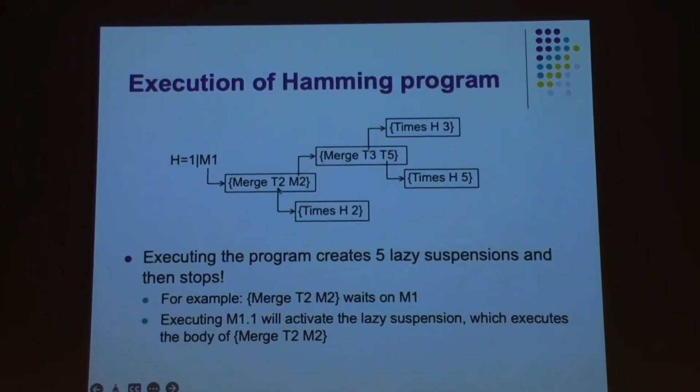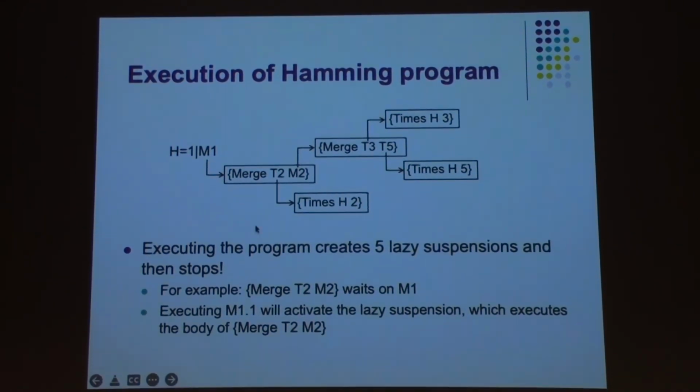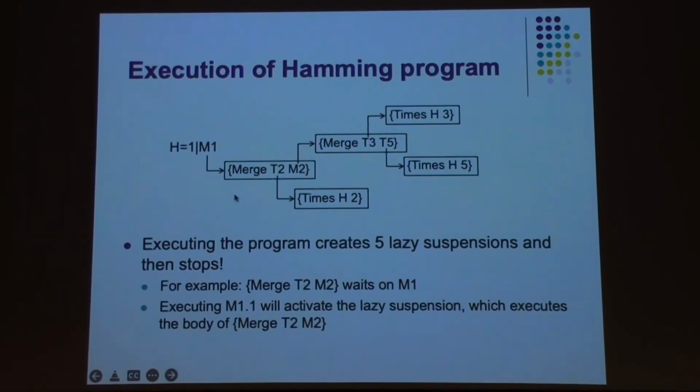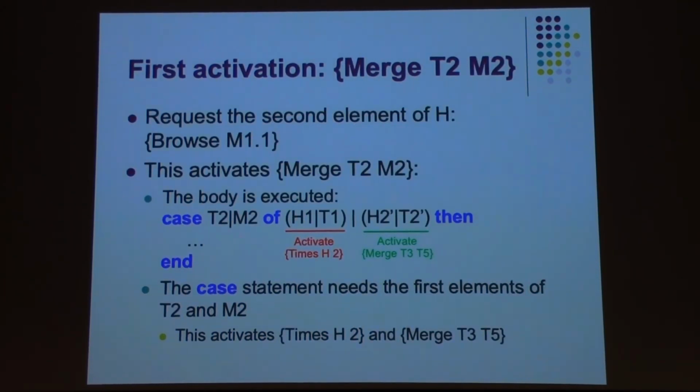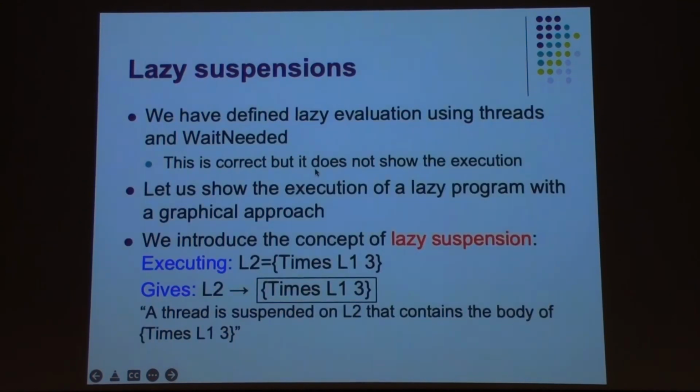This will be run. So the body of merge T2, M2 will be executed. That's the definition, huh? The body of that one will be executed. So that gives you this. So let's say I do browse M1.1. I activate merge T2, M2. Okay. It executes the body of the merge. Well, what does the body of the merge look like? Let me go very fast here.